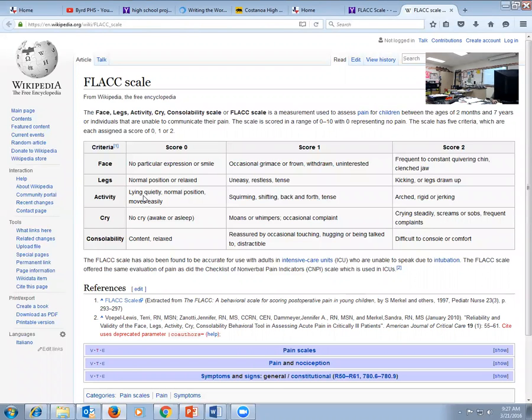There's a picture of one on here. Okay, here's a FLACC scale. So you look at face, legs, activity, cry, and consolability. So if I was going to look at Micah, a 1.5-year-old, this is what I would use. I'm trying to figure out pain.